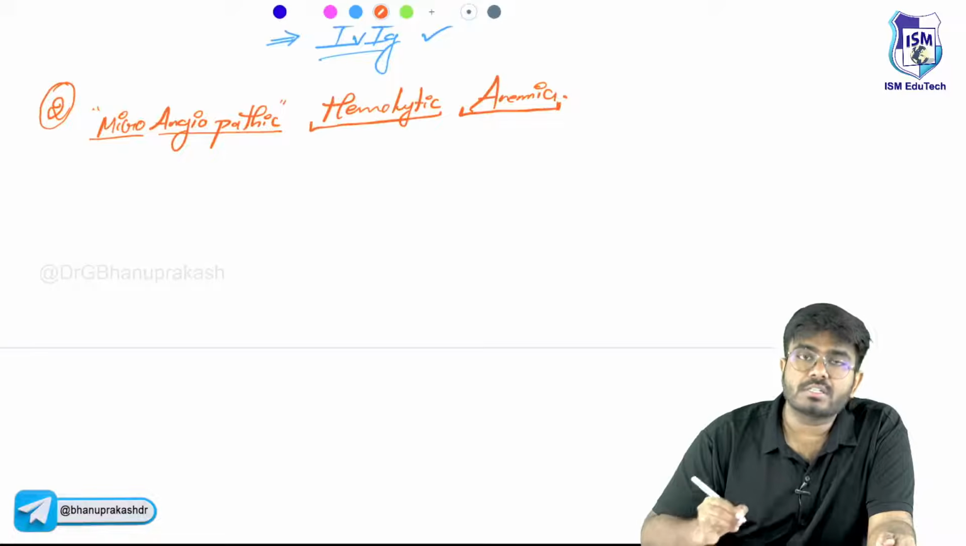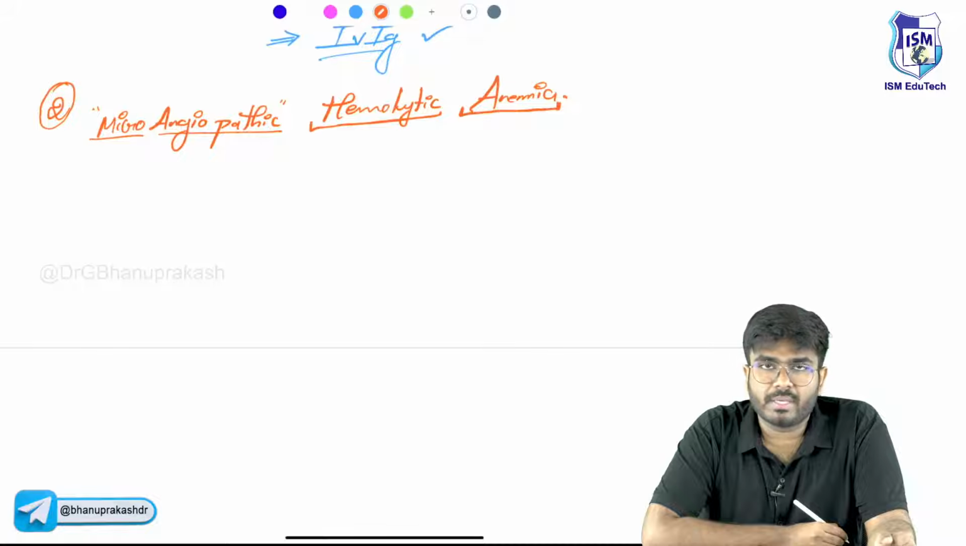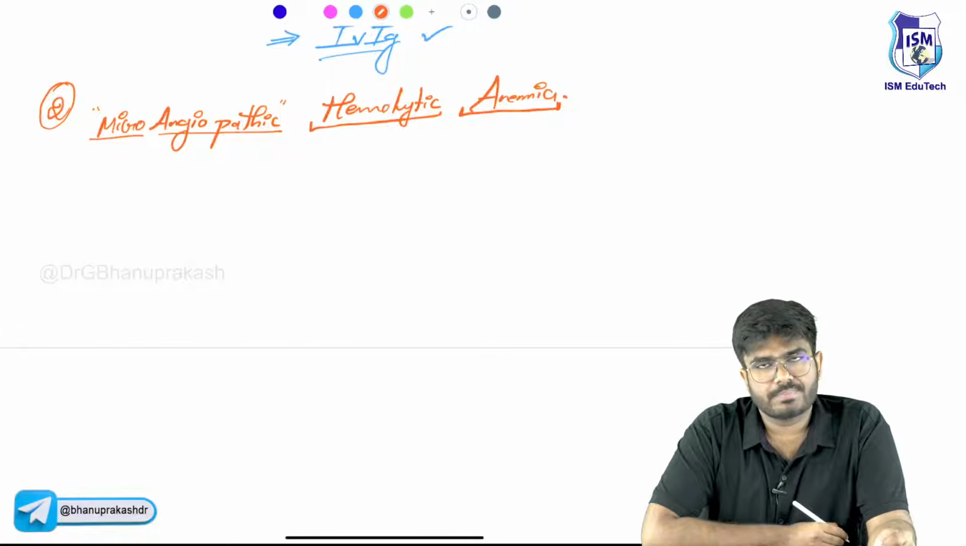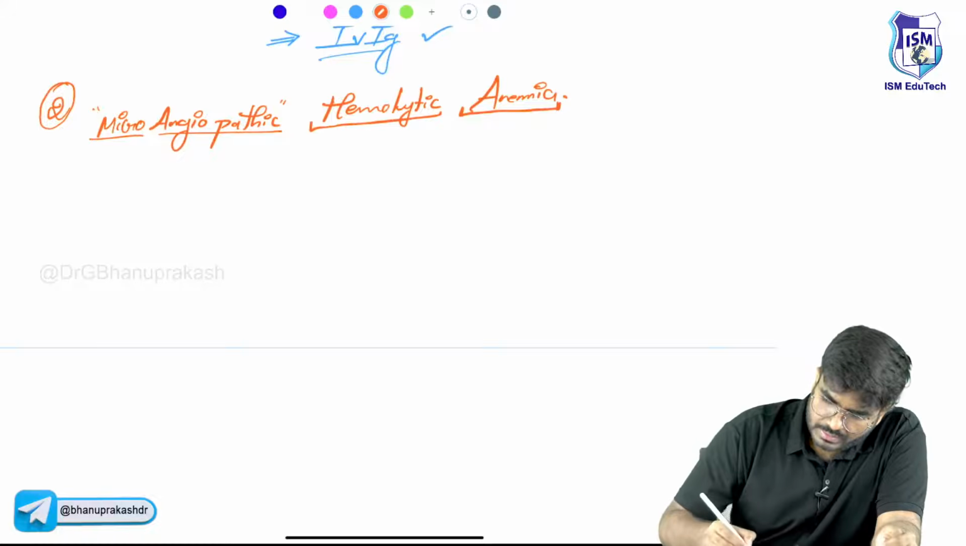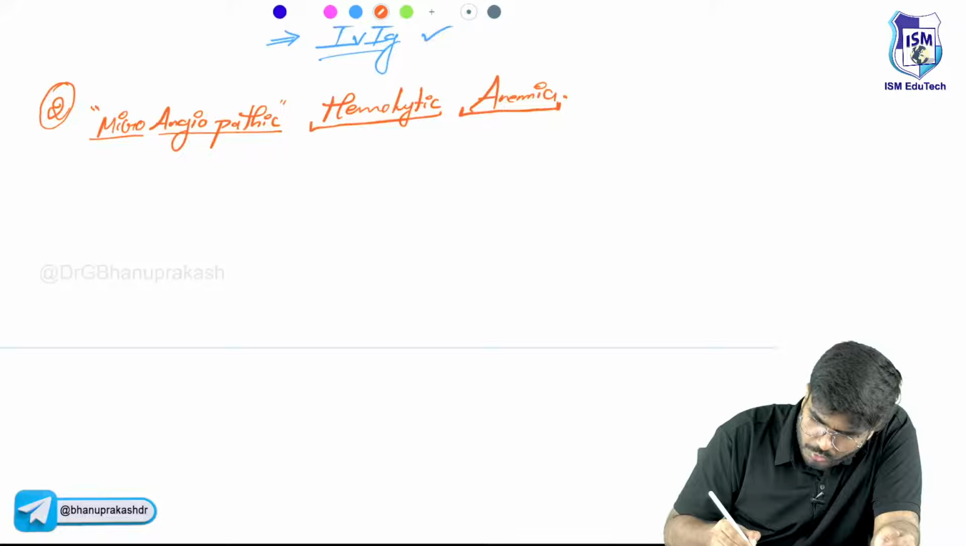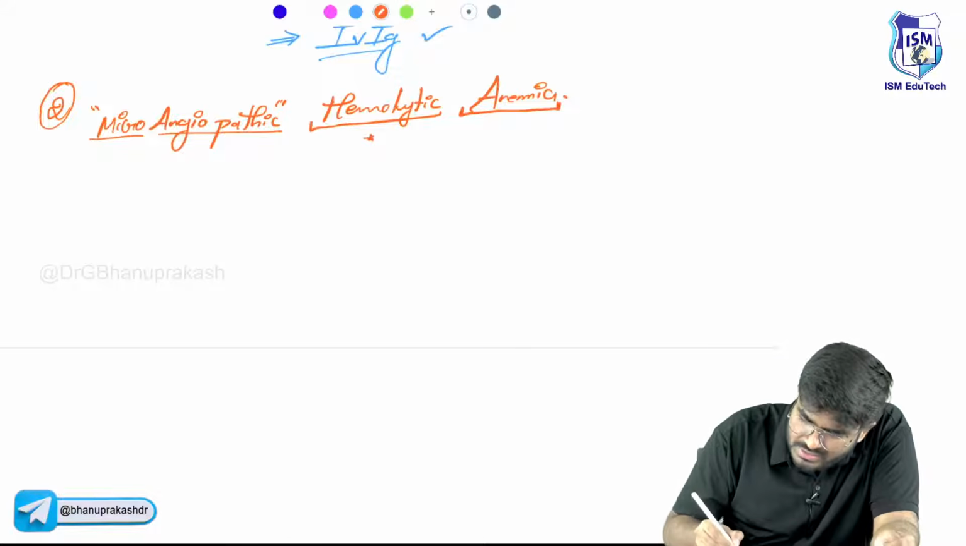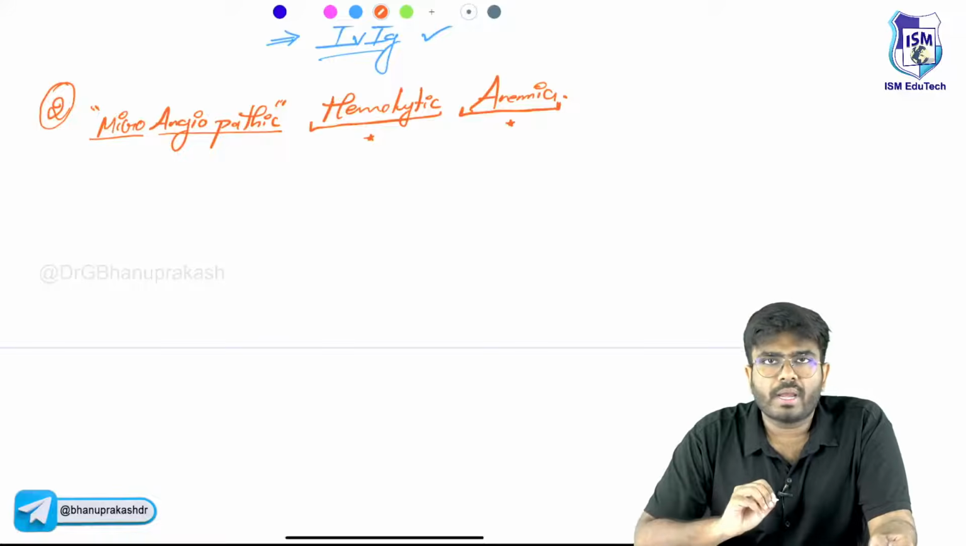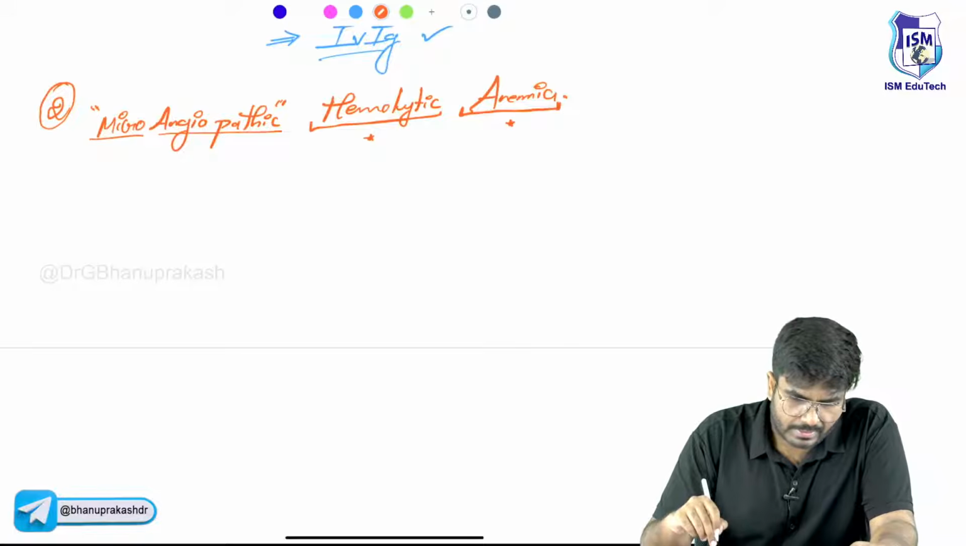See, in RBC disorders also we have discussed, microangiopathic hemolytic anemia is going to cause an intravascular hemolysis. Okay, so now here let me discuss what is that microangiopathy and what is that pathology, why hemolysis is happening, and how anemia is happening. Let me discuss one by one.